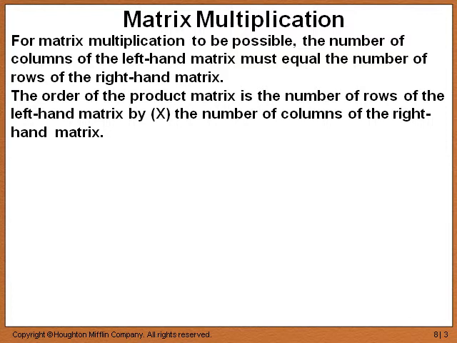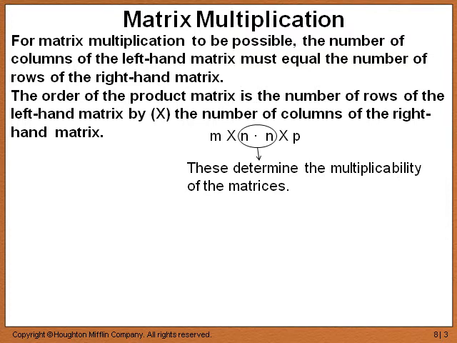All right, so a little way to visualize this that can be helpful is the following. Let's say we have two matrices. The one on the left has order M by N. The one on the right has order N by P. The dot in the middle means we're multiplying them. Well, the Ns are important because they determine the multiplicability of the matrices. They have to be equal. If they're not equal, we cannot multiply the matrices in this order.